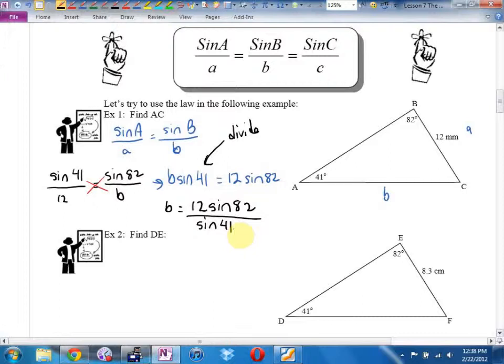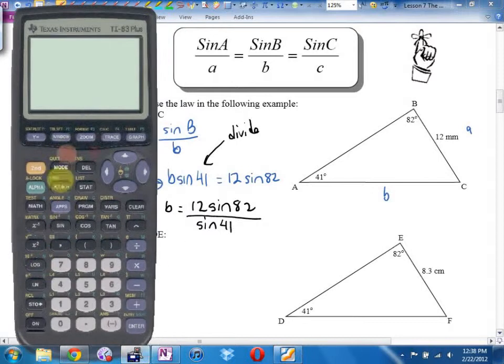Have we got the b by itself? Then let's go calculator. It's going to be 12 times sine 82. Natasha and Sam, you have to close a bracket off. Same with Rachel. Divided by, there's a bracket, find it. Sine 41, close bracket. 18.11.